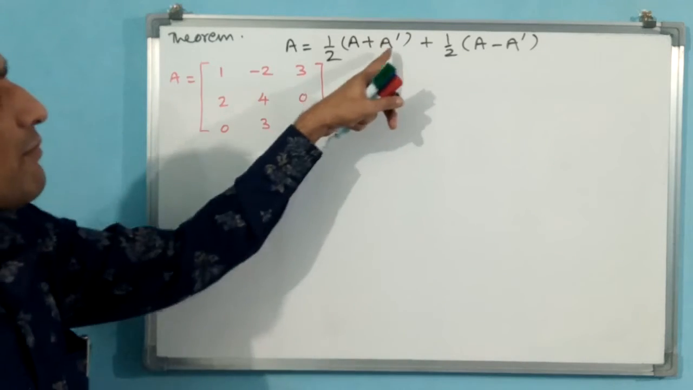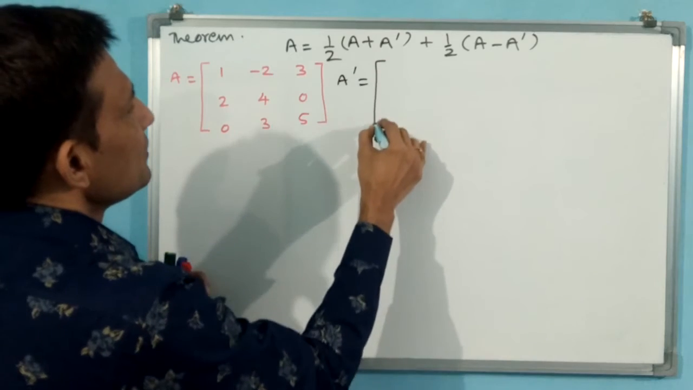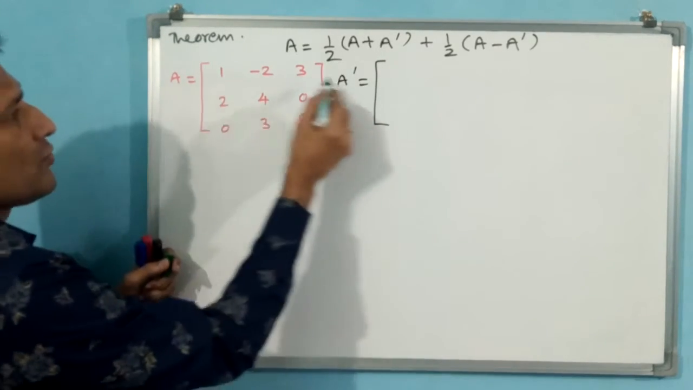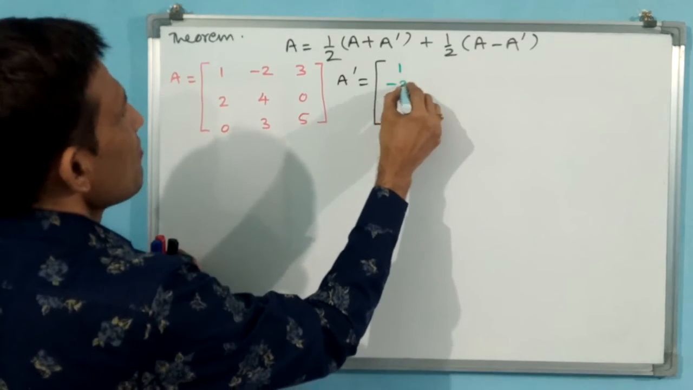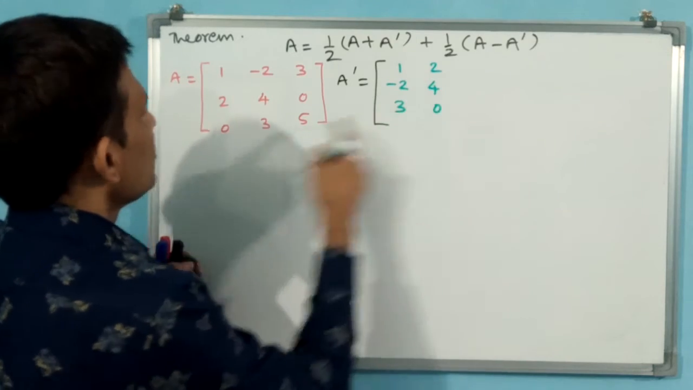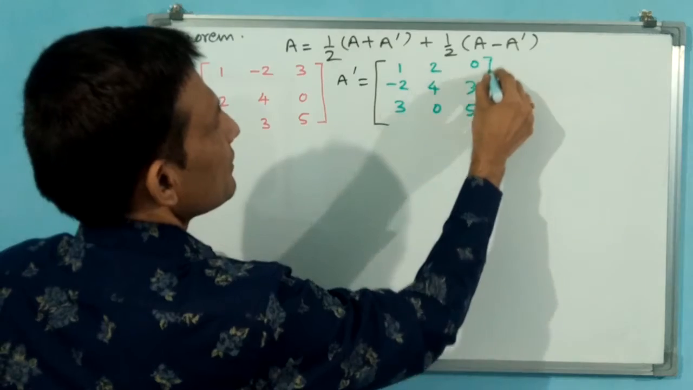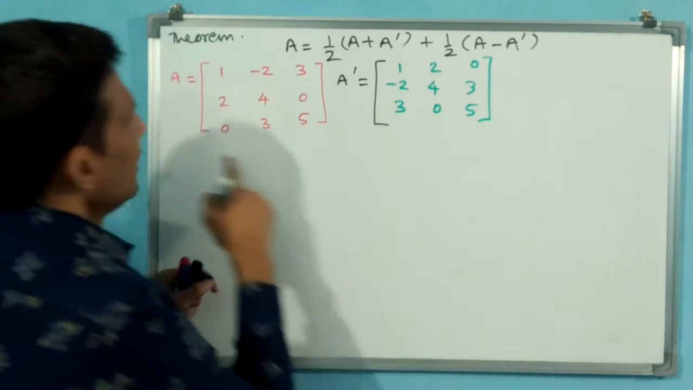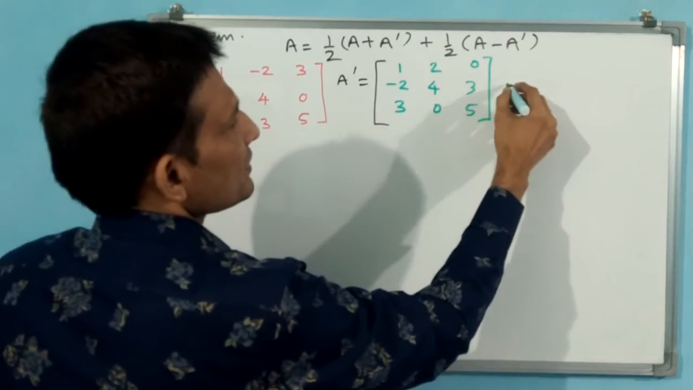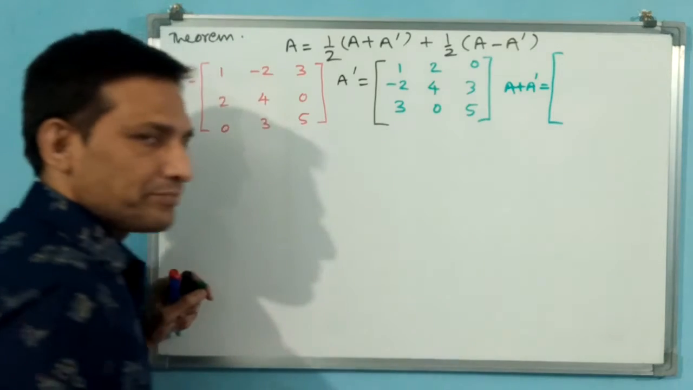Now what I am going to do? I am going to take the transpose. A transpose is equal to: this row is going to become a column, 1 minus 2 3. Second row, second column, 2 4 0. Third row, third column, 0 3 5. Now you have got A and A transpose. Now first you do A plus A transpose.